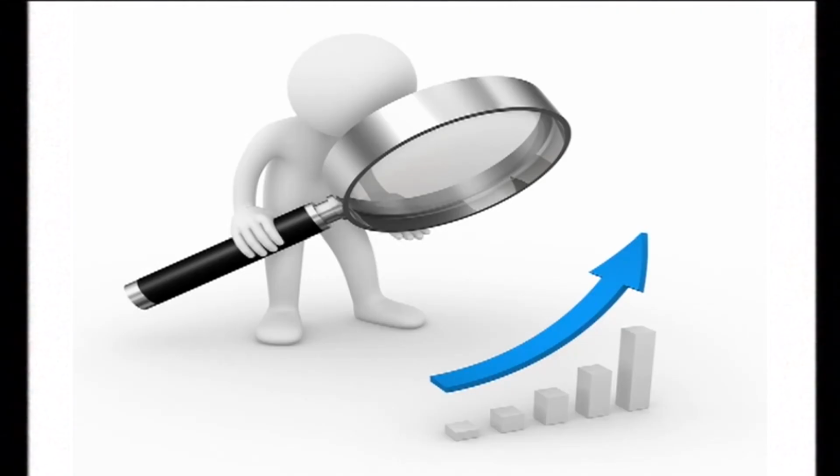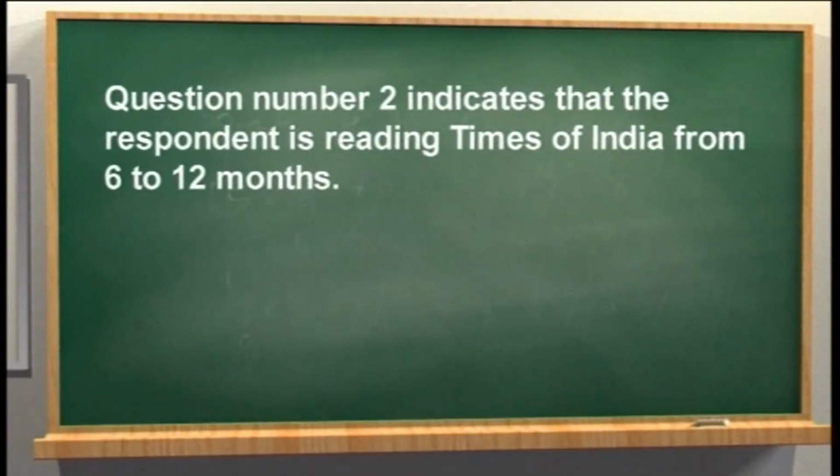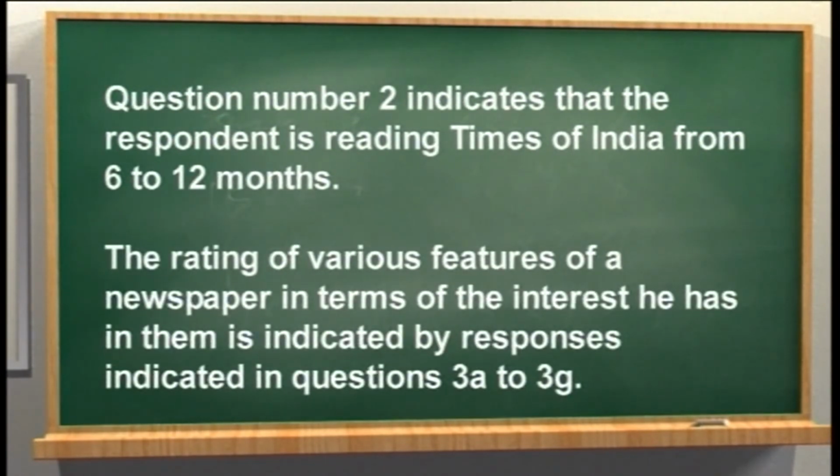The data matrix corresponding to the above coding scheme: respondent number 1 reads both Times of India and Indian Express and no other newspaper. This is indicated by code 1 corresponding to question 1A, and for the remaining parts of the question, 0 is indicated. Question number 2 indicates that the respondent has been reading Times of India for 6 to 12 months. The rating of various features of a newspaper in terms of the interest he has in them is indicated by responses in questions 3A to 3G.